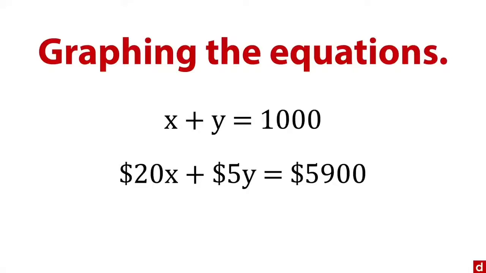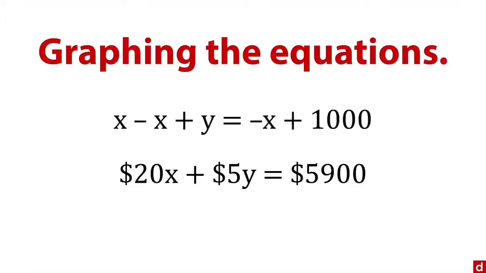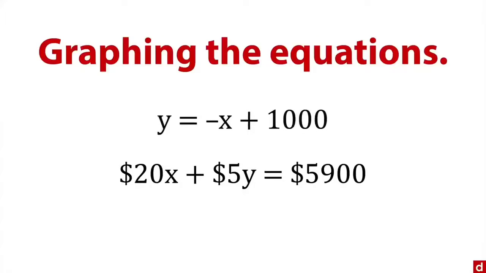The problem is these really aren't in the canonical form for creating graphs. That needs to be y equals something else. So we're going to solve both of these for y. We subtract x from both sides. There it is on the left. We subtract that, and then we have y is equal to minus x plus 1,000. That's something that we can graph.